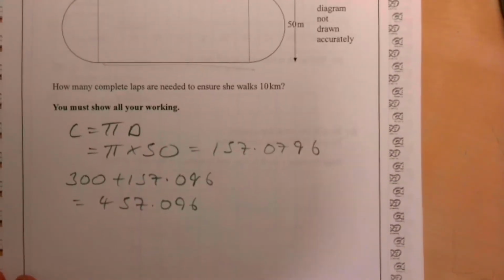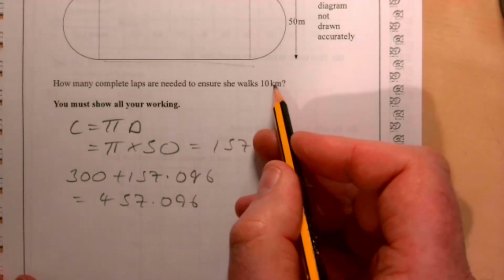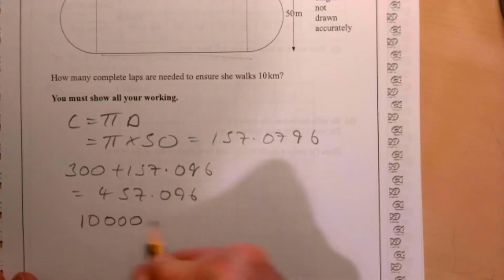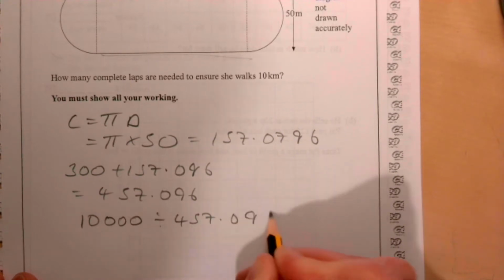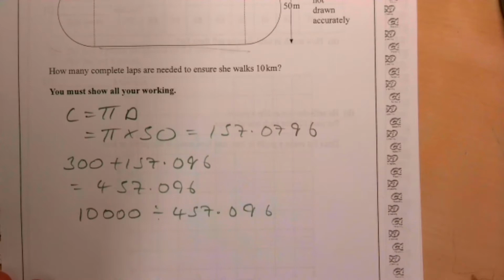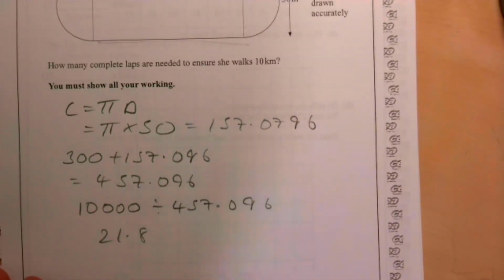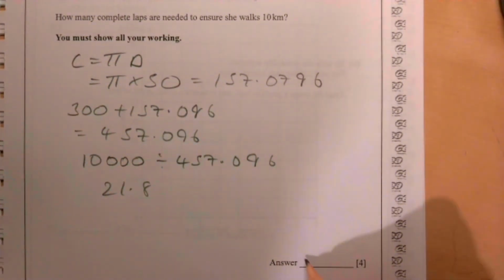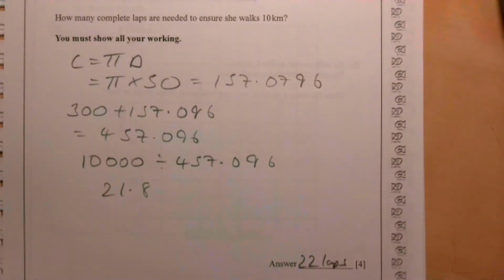457.096. That's the amount of meters round, and she is walking 10k, so it's going to be then 10,000 divided by 457.096. Good to keep the decimal places in there where you can, and that gives then 21.8. So she would need to do then 22 laps to get round.